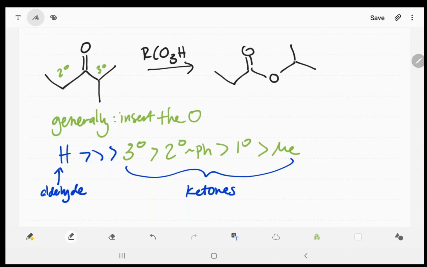So aldehydes will just go straight to the carboxylic acid. If you have ketones, you want to move your oxygen closer to your more substituted carbon. All right, and if they're equal, then you'll just get a mixture. So I'm not going to do that to you. You're not going to go and look for points of difference. You just look at the alpha carbon right there and say, aha, this is the better one. All right, pretty straightforward. Let's see if I've got some examples in the back here.